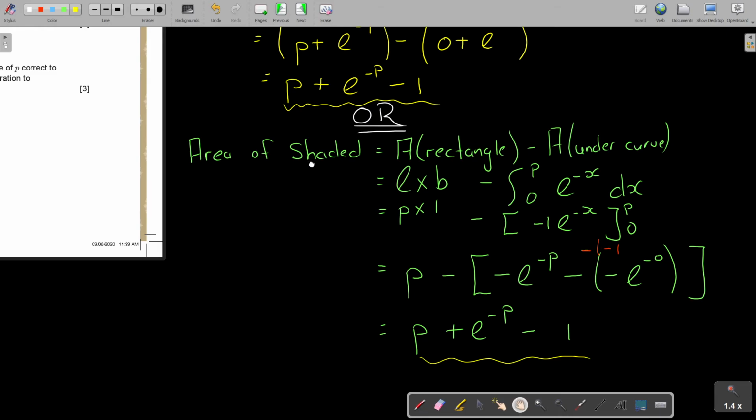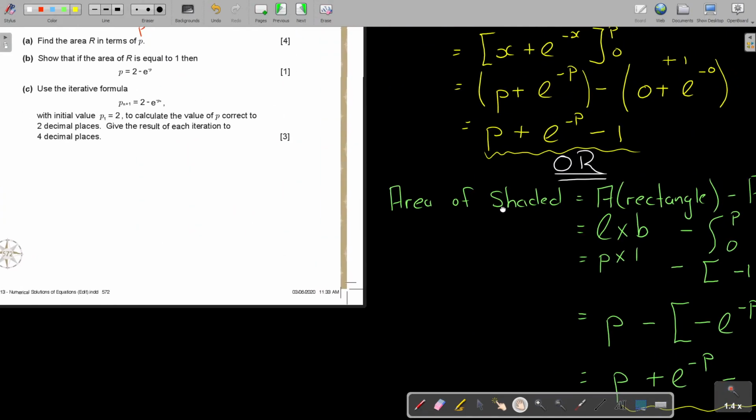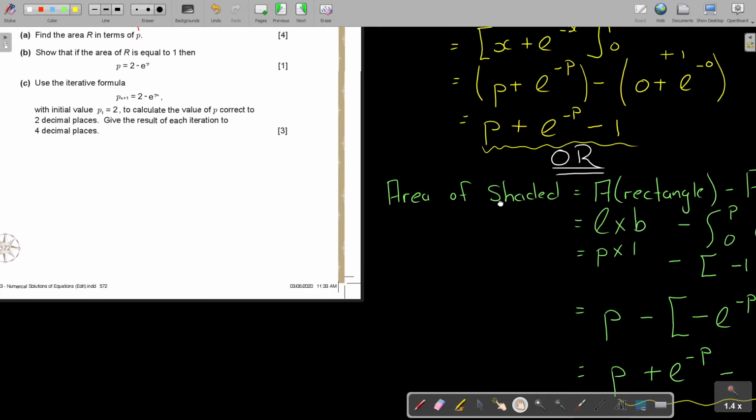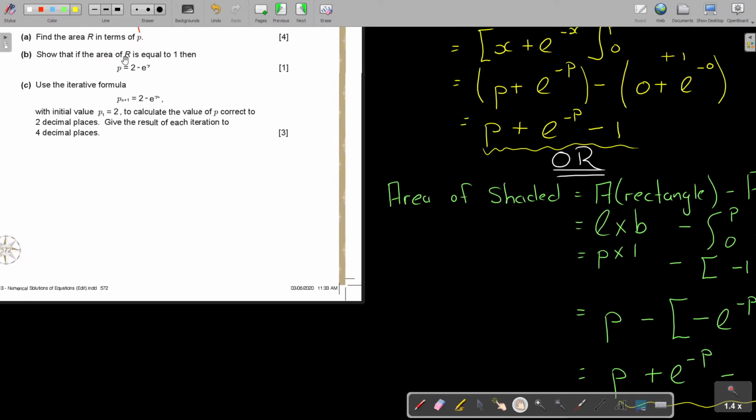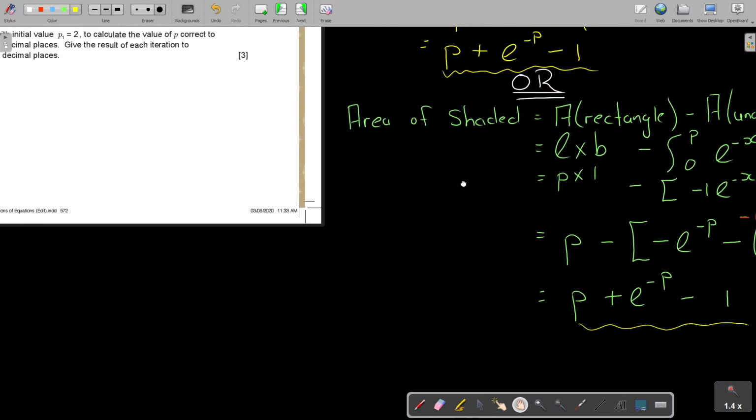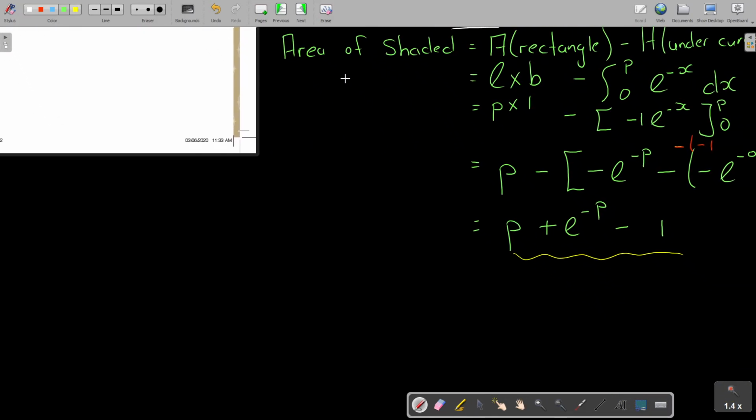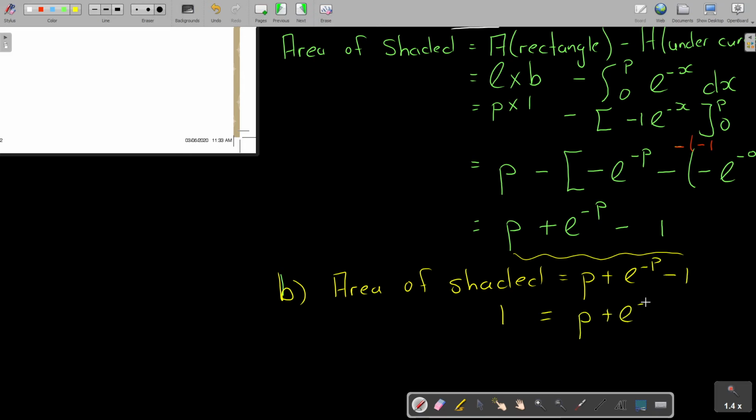Okay, and then number B. Show that if the area of R is equal to 1, then... So remember, this is now number B. Let's just take another color. Area of shaded. Don't forget, it's now this: P plus e negative P minus 1. And I tell you it's 1.